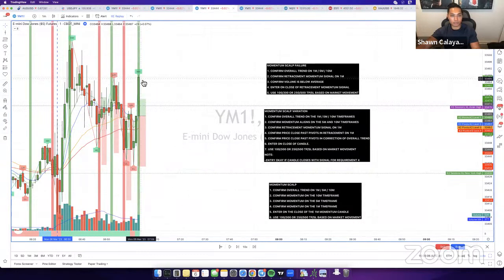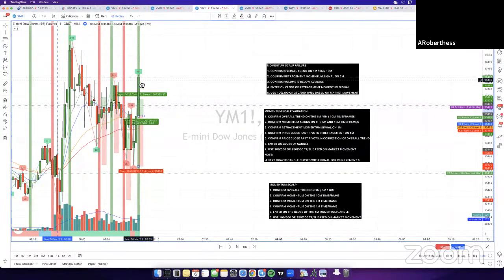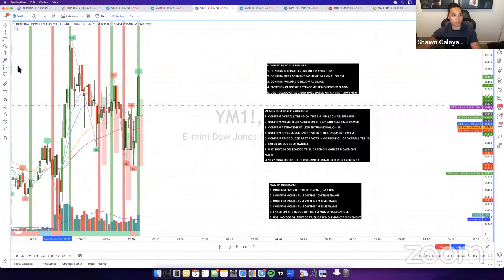Again, right here, here's another entry. This would be a momentum scalp. Overall trend is bullish. Bullish momentum on the 5 and 10. This one here would be the catalyst for entry. You take this for a buy entry for a long position right there.